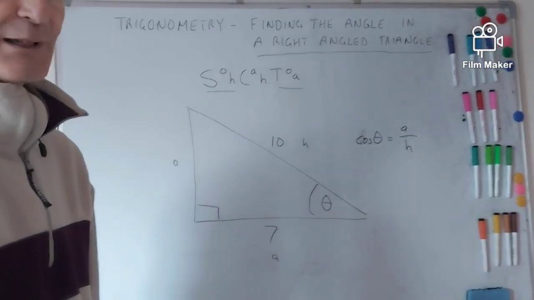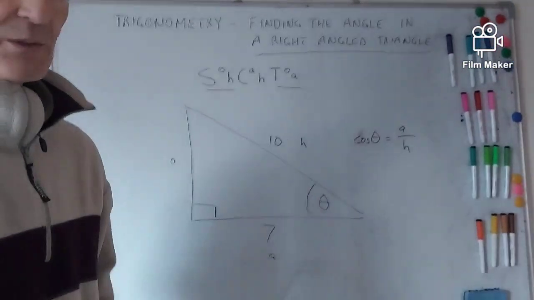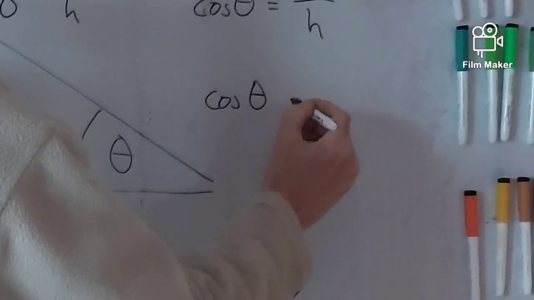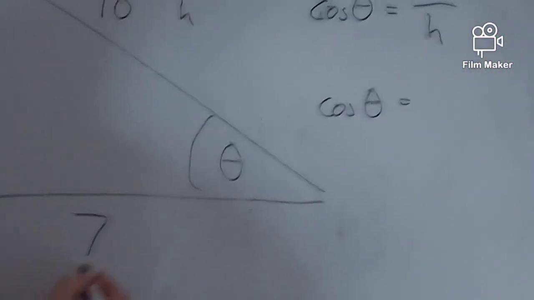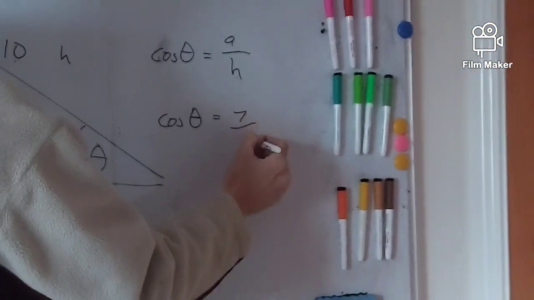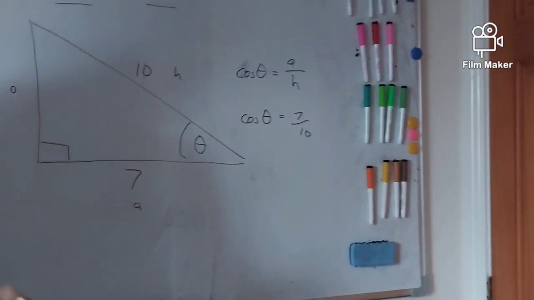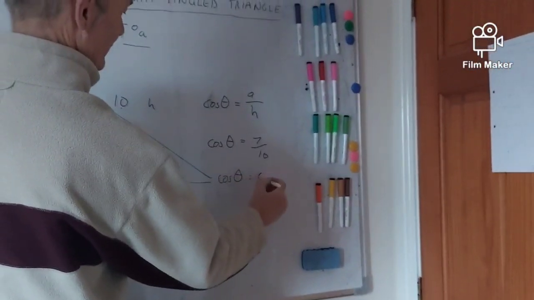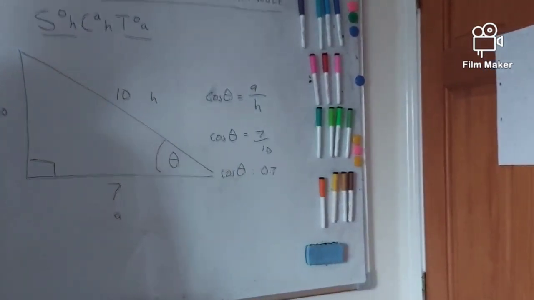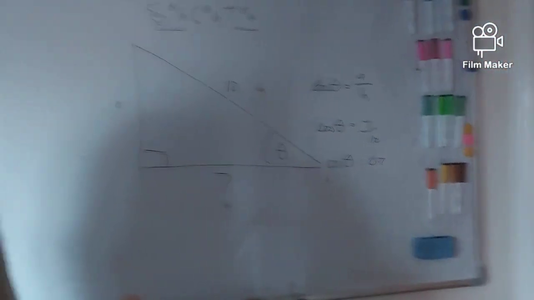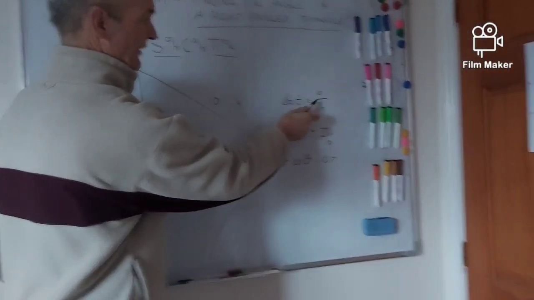Always a good idea to write your formula down first. So let's put in the information that we've got on our triangle. So we've got cos theta, which is what we're trying to find, and that equals the adjacent over the hypotenuse. Well, the adjacent is 7, the hypotenuse is 10, so that's 7 over 10. And we can simplify that quite quickly. We can say cos theta equals 0.7. So that's basically giving us the ratio of those two sides.